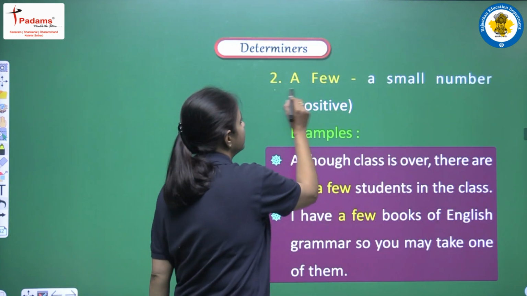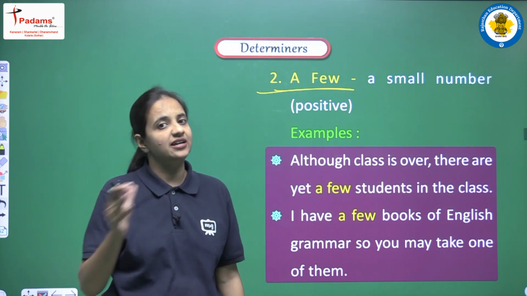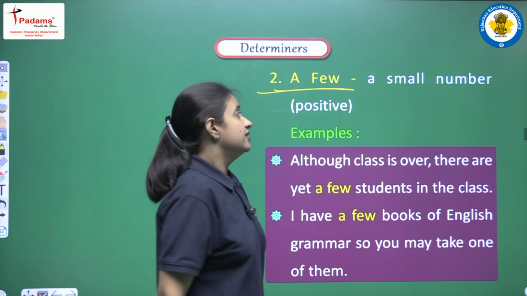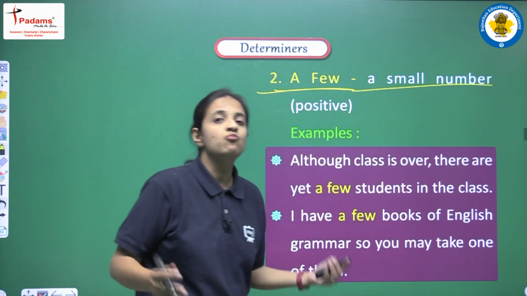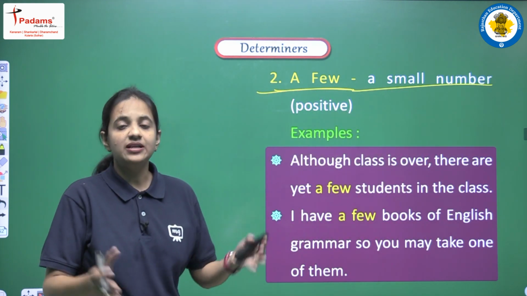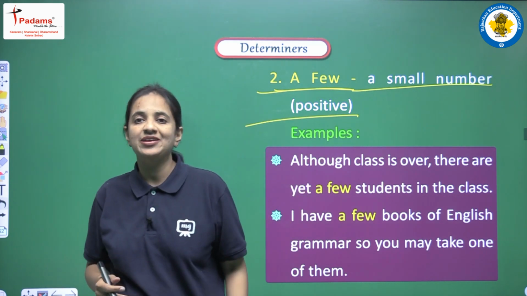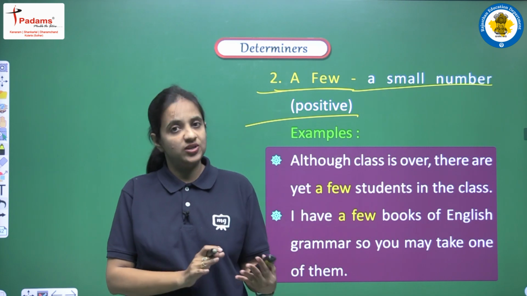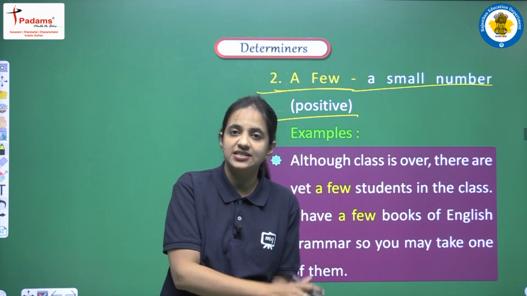Next we are having a few. So now let's see the uses of this determiner, that is a few. Let's see when we are using a few. It means a small number, some quantity, and in the sentence we are having a positive meaning. So yes, this is the difference between few and a few.